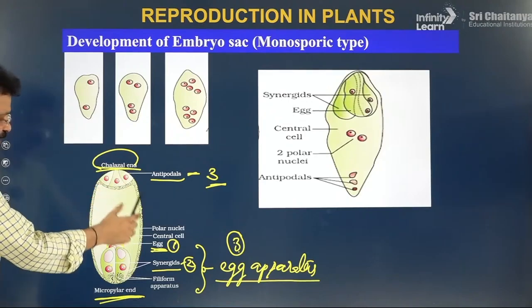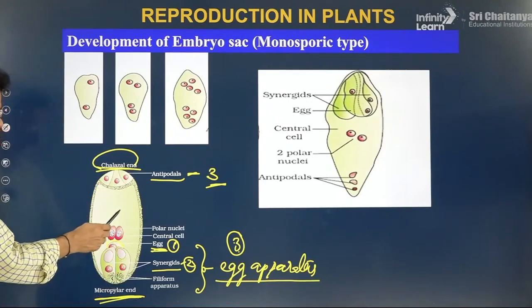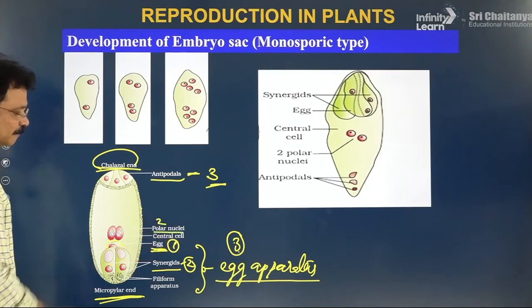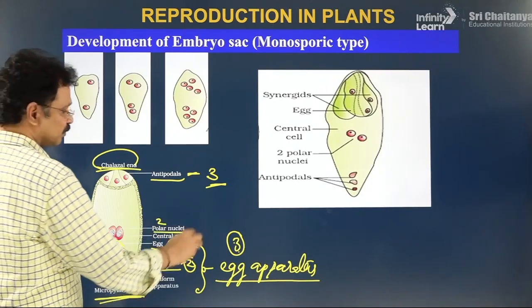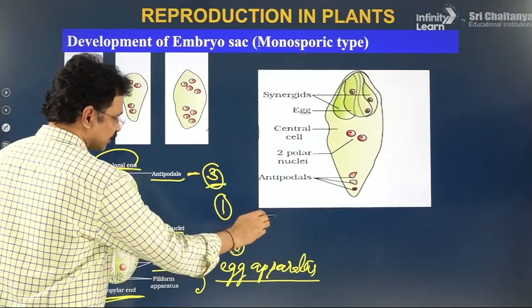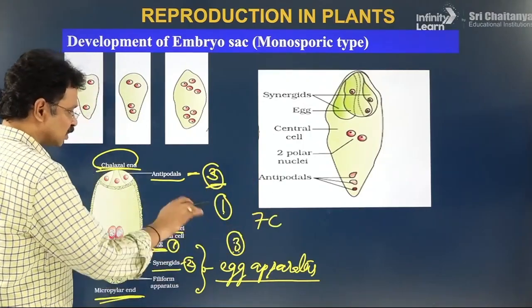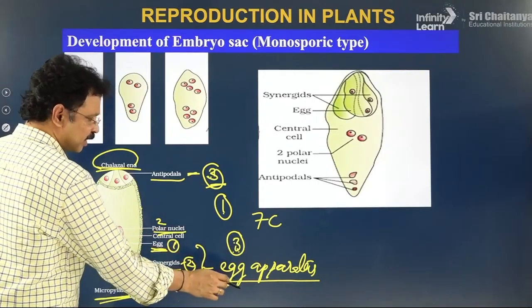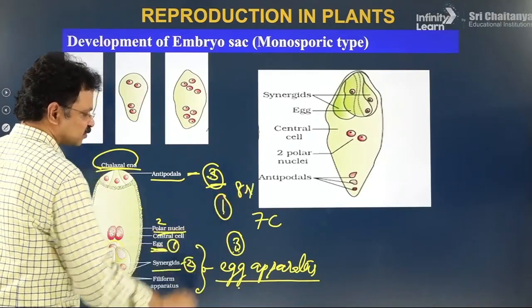The remaining entire area is occupied by the central cell. The central cell has the 2 polar nuclei. So the total number of cells is 3 plus 1 plus 3, 7 cells. Total number of nuclei is 3 plus 2 polar nuclei and 3 in the egg apparatus, 8 nuclei.